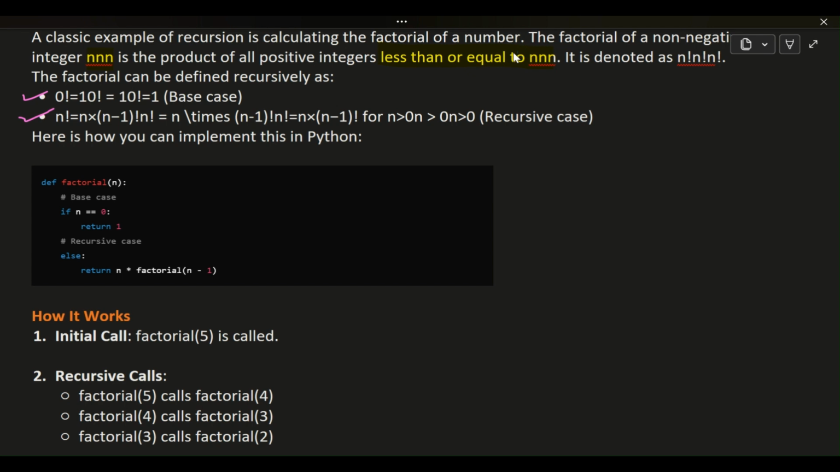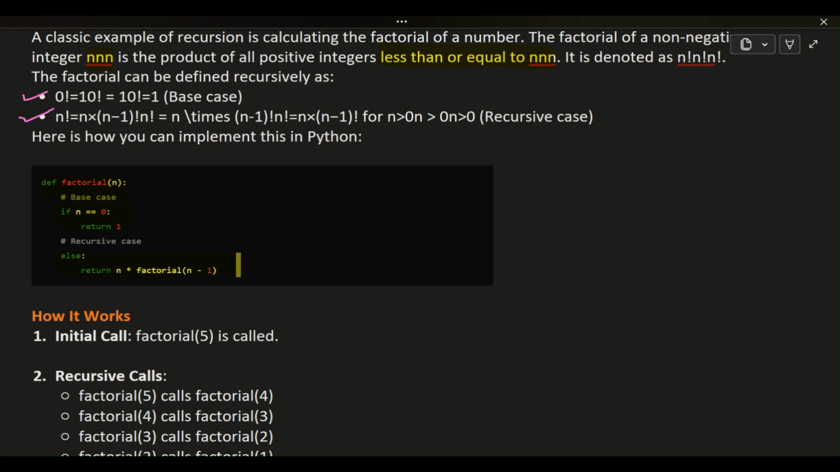Here is how you can implement this in Python. def factorial(n): # base case. If n equals 0, return 1. # recursive case. Else, return n * factorial(n-1).